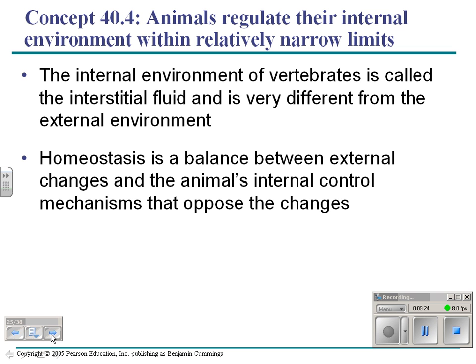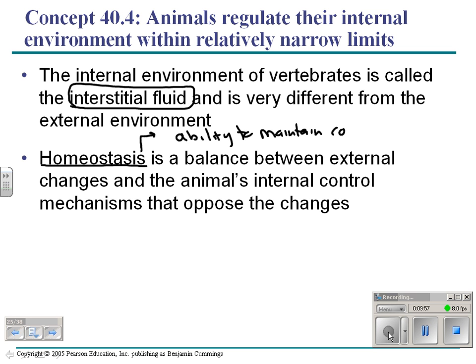So, animals can regulate their internal environment pretty narrowly. Remember, the internal environment is called the interstitial fluid, and we're talking about vertebrates now, not things like sponges. That's the liquid, essentially, that's around all your cells. Homeostasis is the balance, and we said in biology, it's the ability to maintain a constant internal environment. And that's pretty much what this says.